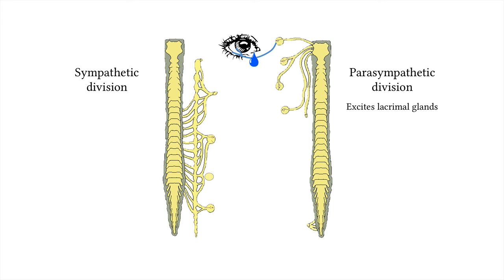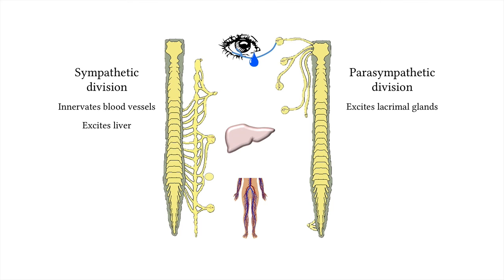For example, it innervates blood vessels all over the body. It stimulates the liver so that it will increase how much glucose is released into the bloodstream for extra energy. In the skin, it causes blood vessels to contract and also causes contraction of the erector pili muscles there. That makes the hair on your skin stand up.